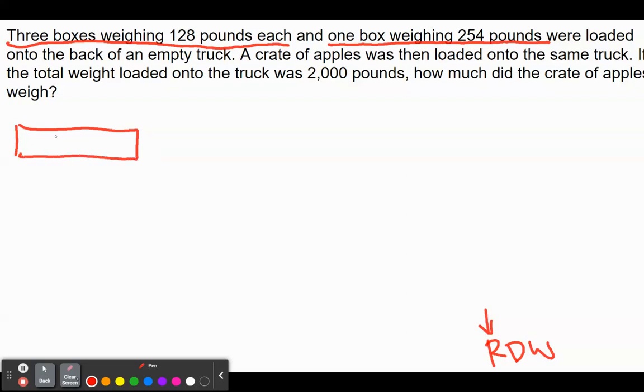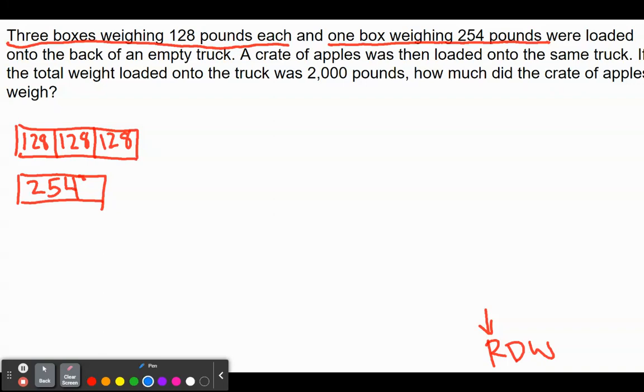I'm going to go ahead and use my 3 boxes. And I know that each of these boxes is 128 pounds, right? So all 3 of my boxes are 128 pounds. Now I have another box that weighs 254 pounds. So I'm going to go ahead and draw that. So I have another box that weighs 254 pounds. Okay, let's go on to our next sentence.